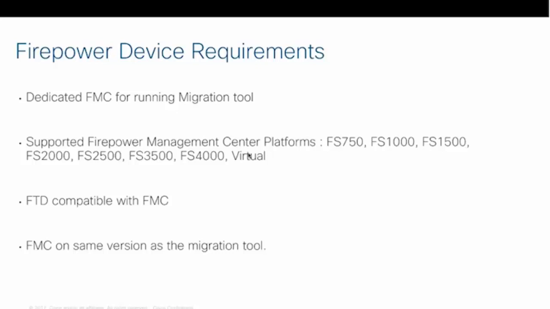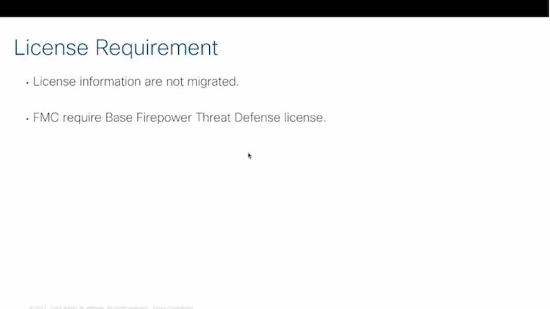And also the migration tool, from which we migrated the ASA configuration into the equivalent FirePOWER threat defense configuration, should be running the same software version as the production FMC on which we are planning to import this migrated configuration. The migration tool will not convert any of the ASA license. This is because the license used by the FirePOWER threat defense device is entirely different from the license used by the ASA. And also for using the migrated configuration on a FirePOWER management center system, the management center must have at least the base FirePOWER threat defense license.